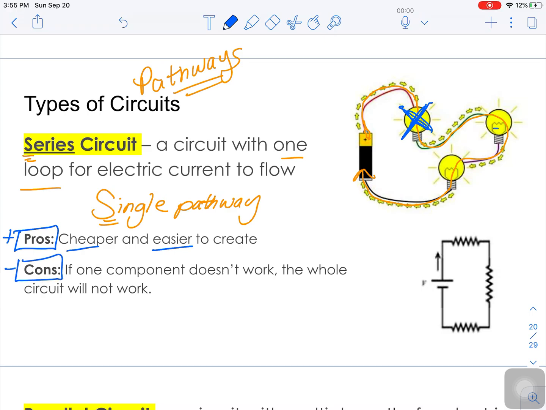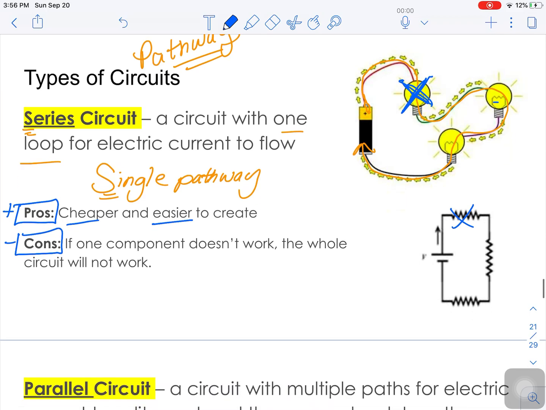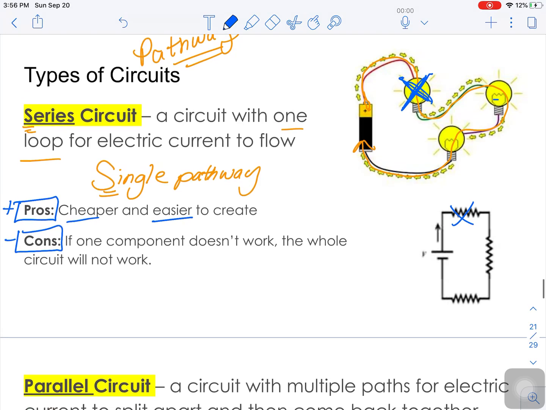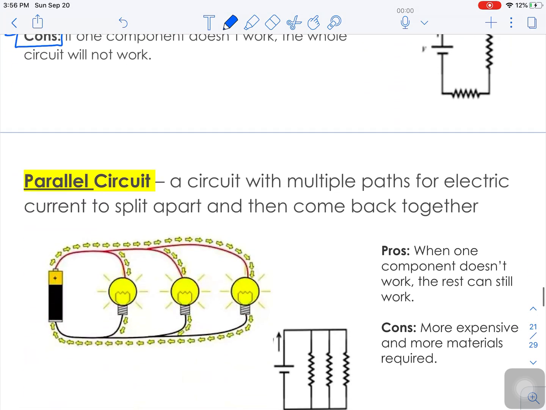A con or a negative is if one component doesn't work, let's say this bulb or that resistor doesn't work, the whole circuit doesn't work then. There's no other pathways, no detours. So that's what a series circuit is. It's just a circuit where there's a single pathway for the electricity.